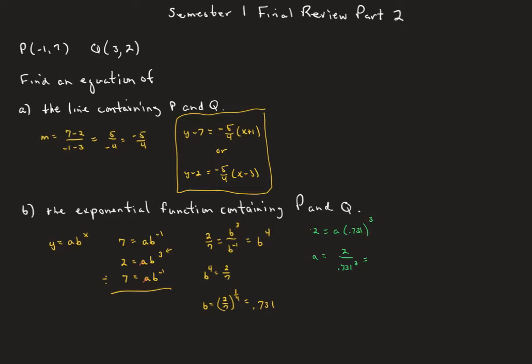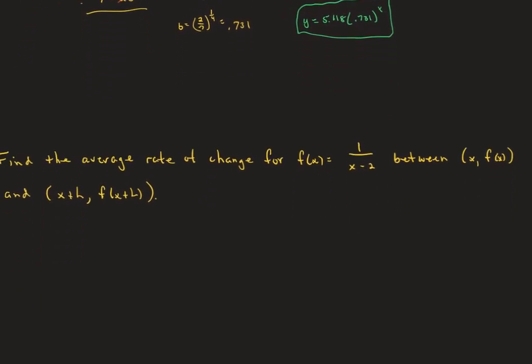So I'm going to go 2 divided by, I'm going to up arrow and capture all of that, 0.73111044 and so on. And then I'm going to raise that to the third power, and I'm getting 5.118, rounded to 3 decimal places. So then our equation is going to be the a, 5.118, times b, which we said was 0.731, to the x power. So there's our exponential.